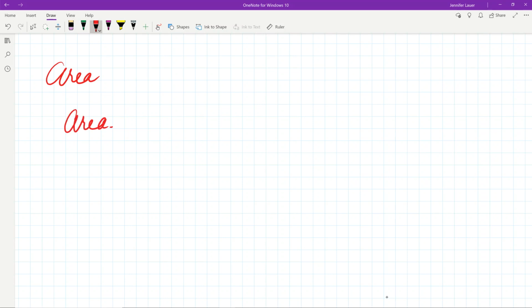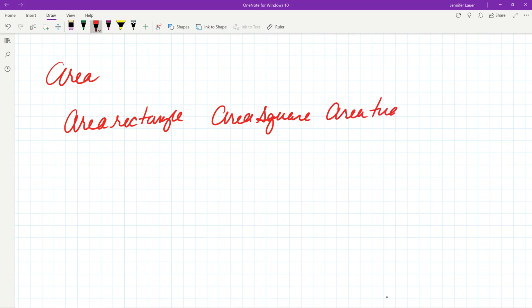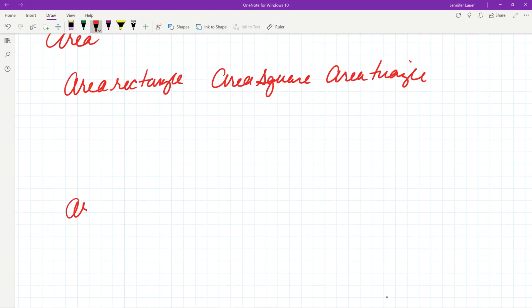So we have area of a rectangle. We have area of a square. We have area of a triangle. We have area of a circle. And then combinations of these. I should do area of a semicircle too.